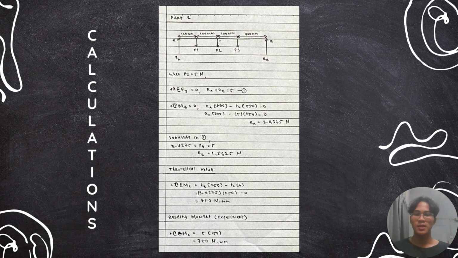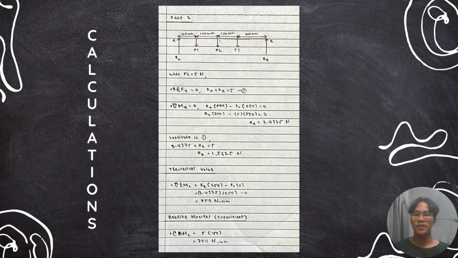As for the example, we use P2 equal to 5 Newton, and then we will do the summation of Fy equal to 0 and get the first equation Ra plus Rb equal to 5. And then we will do the summation of moment at point B and get the value of Ra. We then substitute the value of Ra in equation 1 to get the value of Rb.